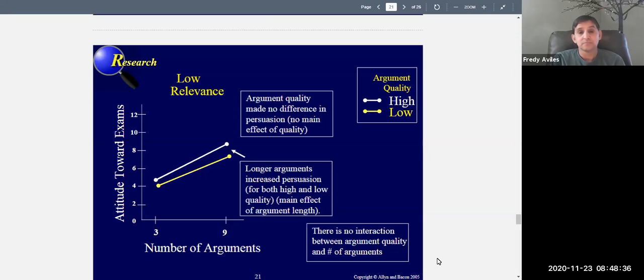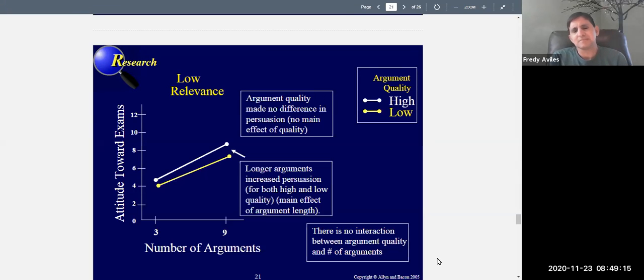Is there an interaction? Look at the slope of the lines. Do they have different slopes? Not really. They're almost parallel, right? There's no interaction between argument quality and the number of arguments. That means that under low relevance, when you're not really motivated to think, the effect is the same, whether you have a high quality argument or low quality argument. If you make it longer, you're going to get an increase, okay? There's no interaction, okay? That's what that means.